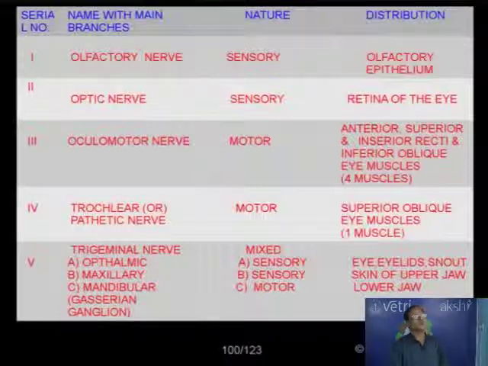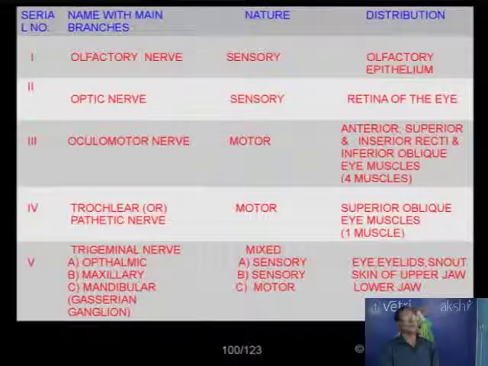Then we have 5 pairs of nerves that are simply the motor nerves. Number 3, number 4, number 6: number 3 the oculomotor nerve, number 4 the trochlear nerve, and number 6 what is called the abducens nerve, the smallest nerve. So these 3 nerves all supply the 6 muscles of the eye. The rectus muscles and oblique muscles: superior and inferior rectus muscles, inferior and superior oblique muscles, external rectus muscles. So there are 6 eye muscles responsible for the movement of the eyeball. These 6 muscles are under the control of the oculomotor number 3, then the trochlear number 4, and number 6, the abducens, the smallest.